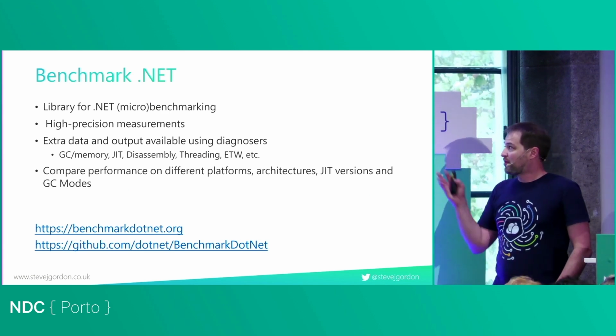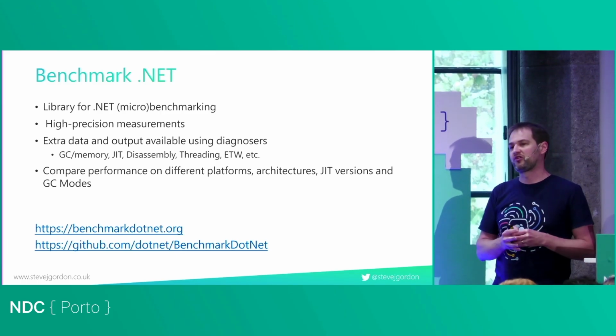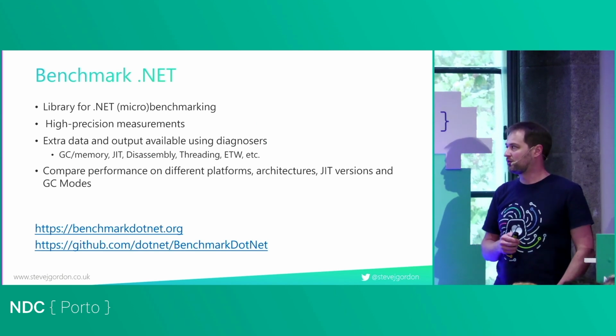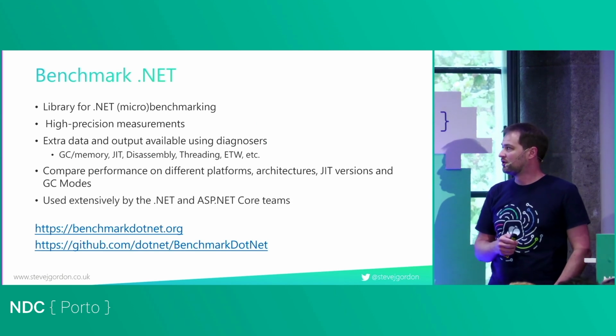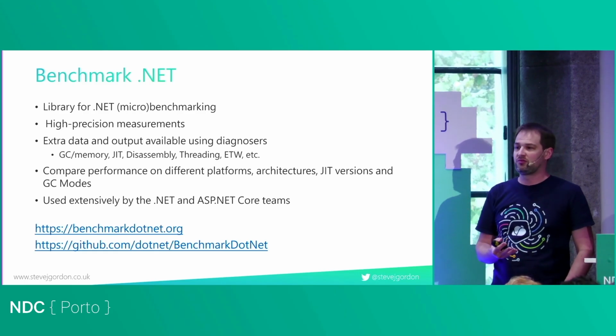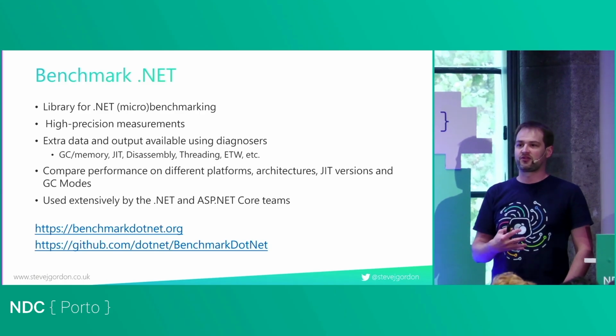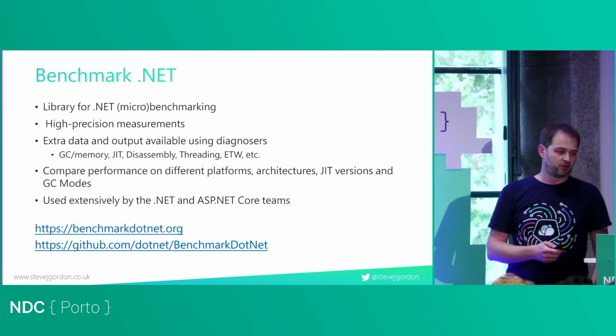We can compare performance on all the different platforms as well. So you might be developing on a Windows machine, but you might be running your benchmarks against Linux as well, and you can run these in CI and compare how those things run. This is a tool that's very extensively used by the Microsoft teams. You'll see it in all of Stephen Toub's annual performance blog posts, and it's been used heavily throughout the .NET runtime code base as well as ASP.NET Core as the teams have been optimizing those.